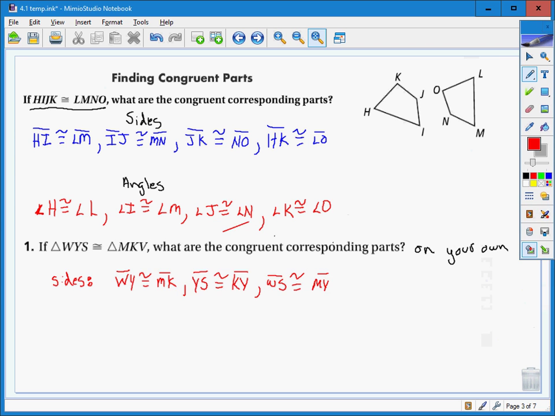Questions? When I go to list the angles, again, the angle symbol is important. Angle W is congruent to angle M. Angle Y is congruent to angle K. Angle S is congruent to angle V. Questions about how to list the corresponding sides as being congruent and the corresponding angles?